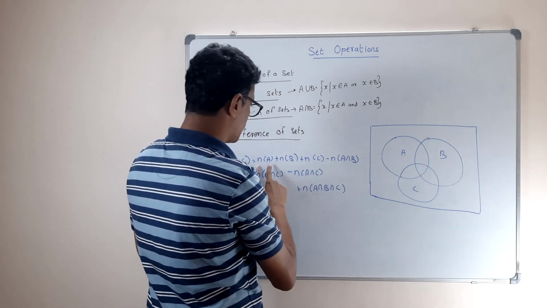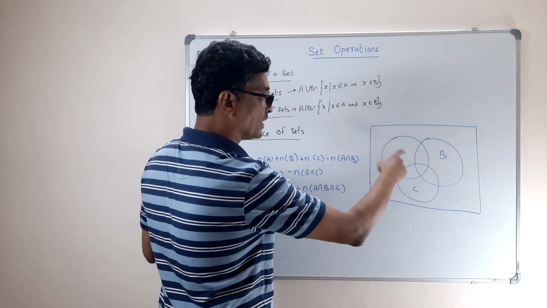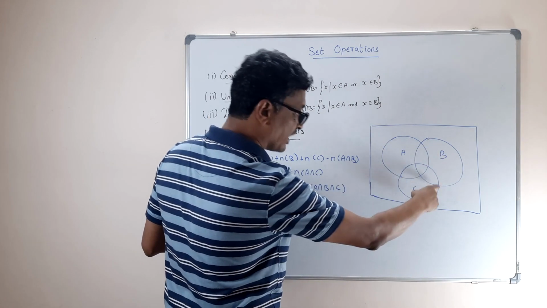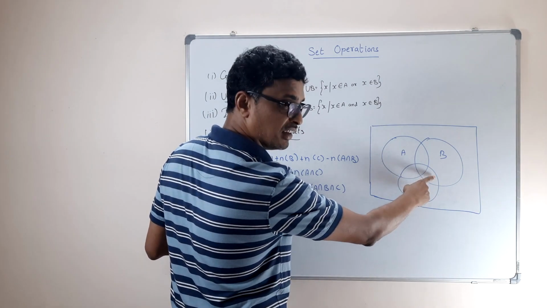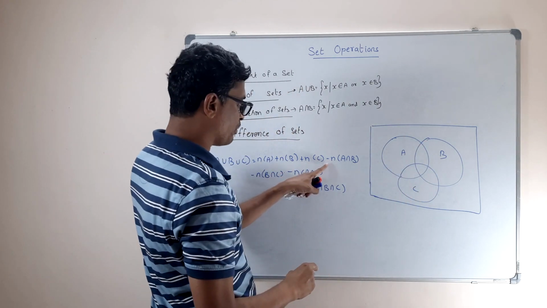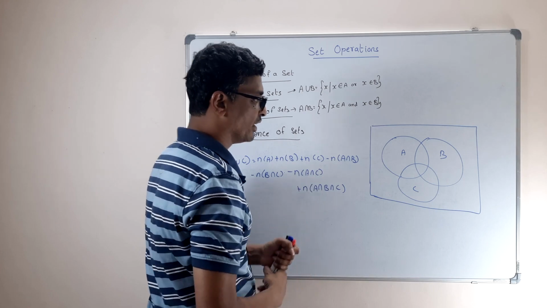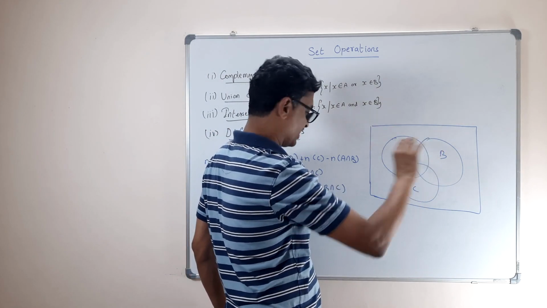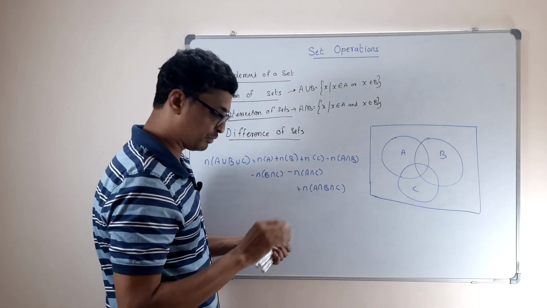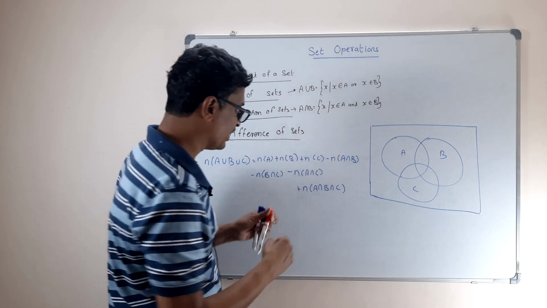Correct. So n of A plus n of B plus n of C. So n of C will have these two counted twice. This one. So then minus A intersection B. A intersection B will remove this one count. Correct. You understood clearly? Okay.